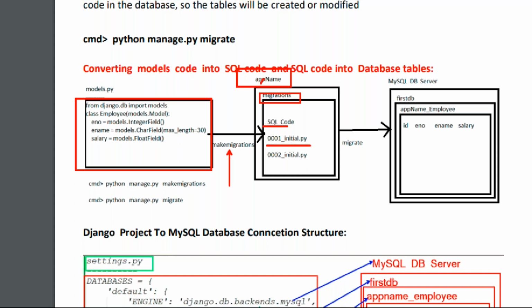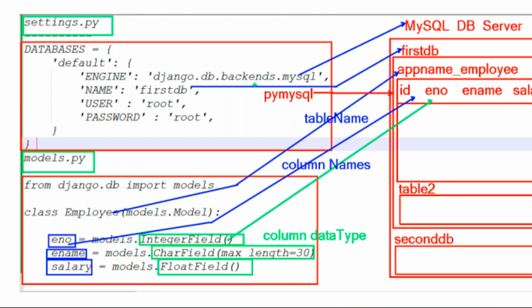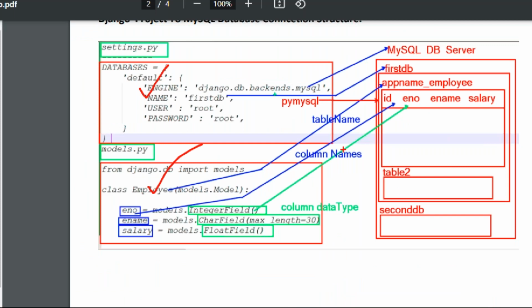Taking the migration, going to the database, and executing it there, a table is generated with columns but empty data. Without data, we get empty columns. This is the use of the makemigrations and migrate commands. So finally, database settings are there and model code is there, and like this they interact.